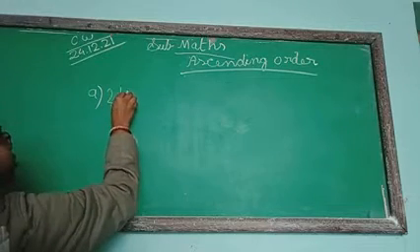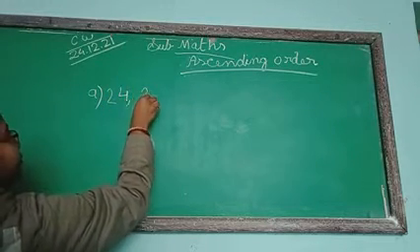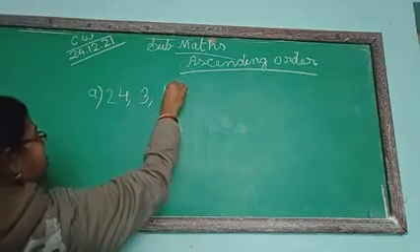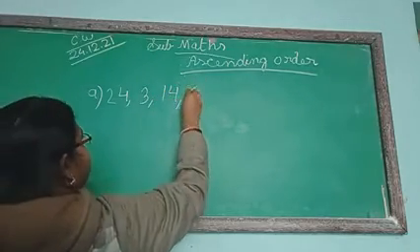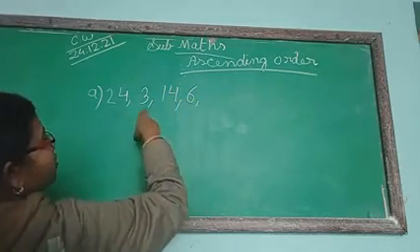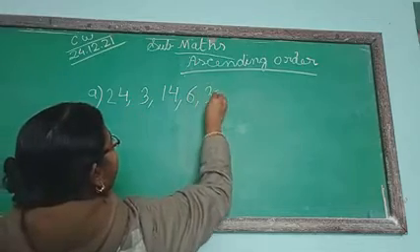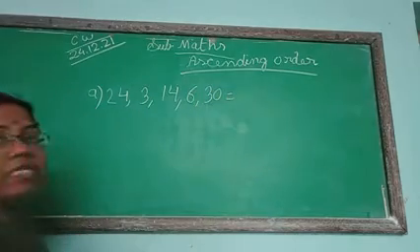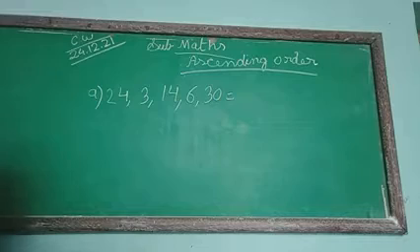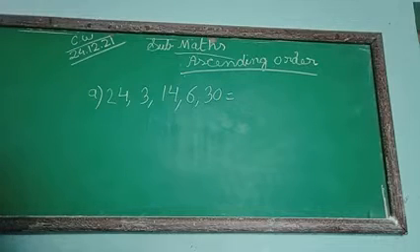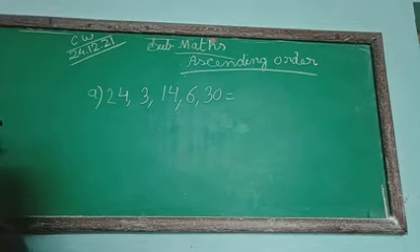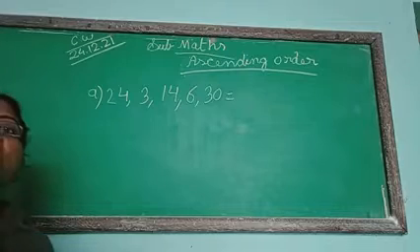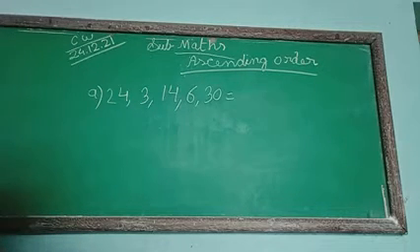Suppose the numbers are 24, 3, 14, 6, then 30. We have to arrange these numbers in ascending order. That means we have to arrange them from smaller number to bigger number. Now how will you identify whether a number is small or big?